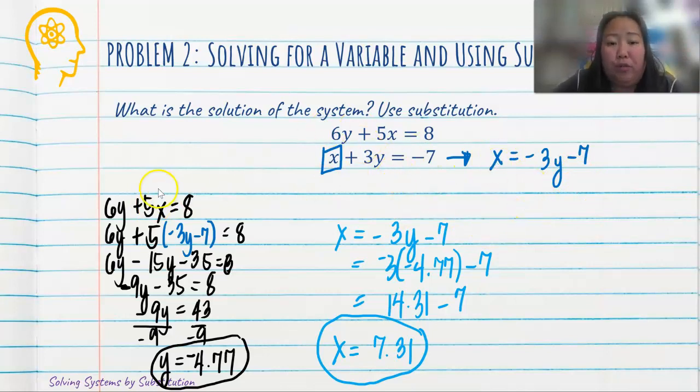So if we use the first equation, 6y plus 5x equals 8, this x value will now be replaced by negative 3y minus 7. So do your distribution, combine like terms, y is going to be negative 4.77, and once you have that value, you can put it into this expression so that your x will eventually be 7.31. All right.